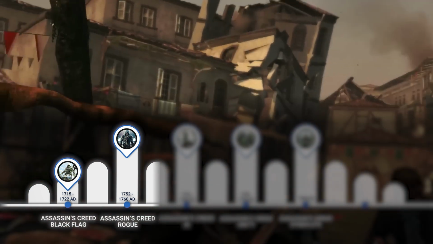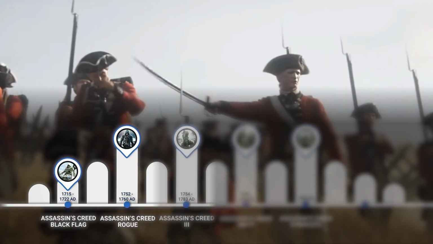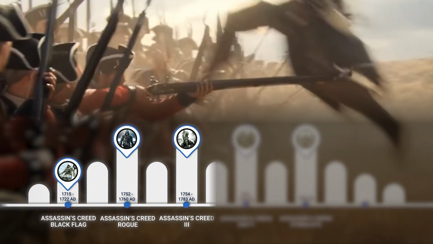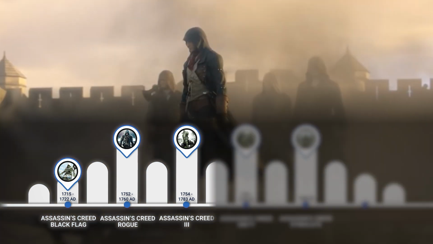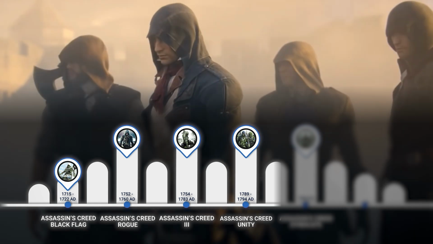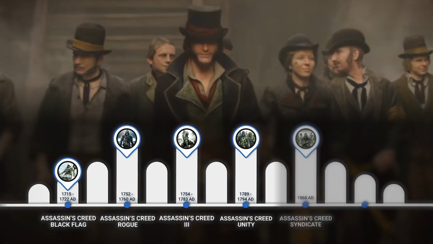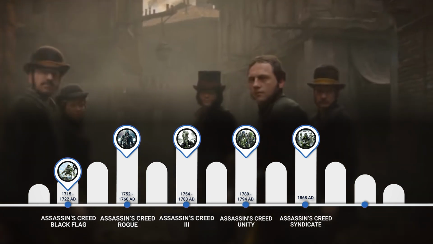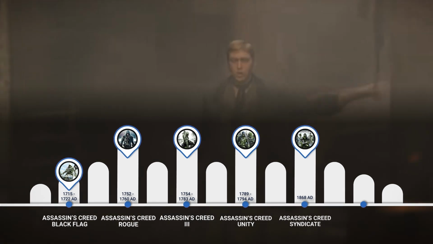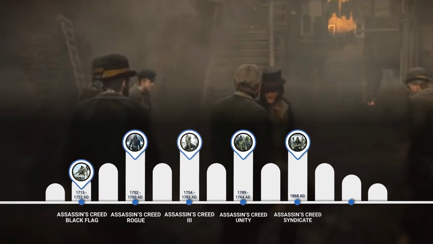1752 tells a tale of an assassin turned Templar with Shay in AC Rogue. 1754 and 1783 covers Haytham and Connor's journey through colonial America. Next we travel to Paris during the French Revolution in 1789 and play as Arno in Unity. And in 1868, we follow siblings Jacob and Evie Frye in Victorian London in AC Syndicate.